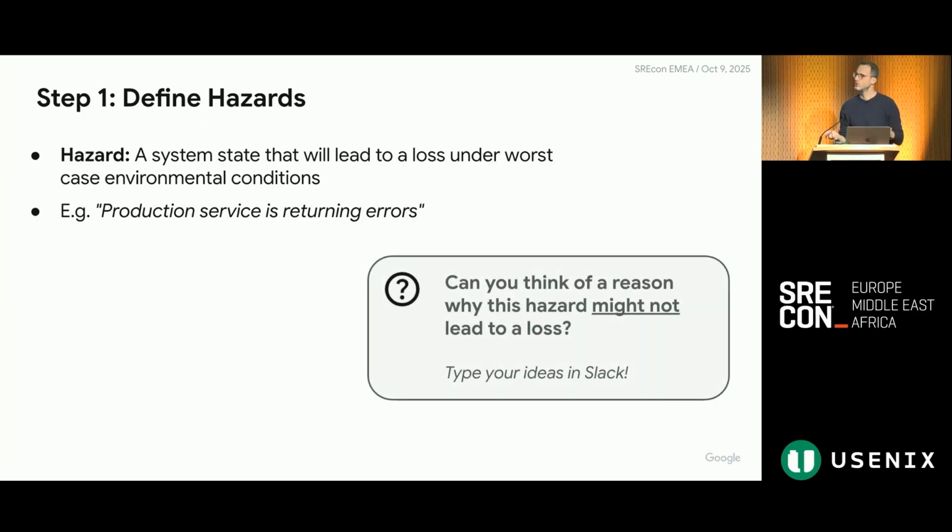Now, question for the audience. I just said that a hazard leads to a loss only under worst-case environmental conditions. Can you think of a reason why this particular hazard, production service returning errors, might not lead to a loss? Feel free to type your answers on the Slack channel.